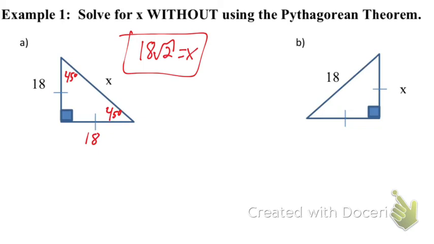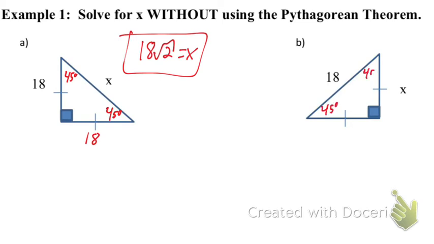All right, letter B. What kind of triangle do we have? That's what I'm going to ask every time here. What kind of triangle do we have? Not left, but right. Isosceles right, which we also call a 45, 45, 90. You guys are going to really have to get used to that term.